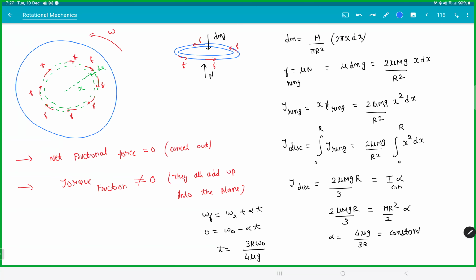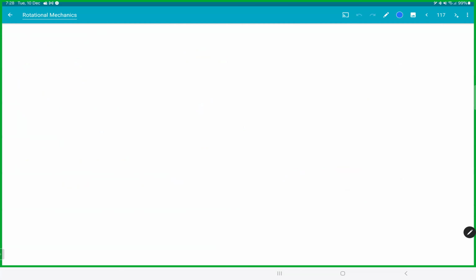They can even ask this question. The disk is placed on the ground. How much torque should you apply to make it move? You should apply this much torque. If you want the disk to start rotating, you need to apply 2 mu mg r by 3. It's a good one. Clear? Next one.